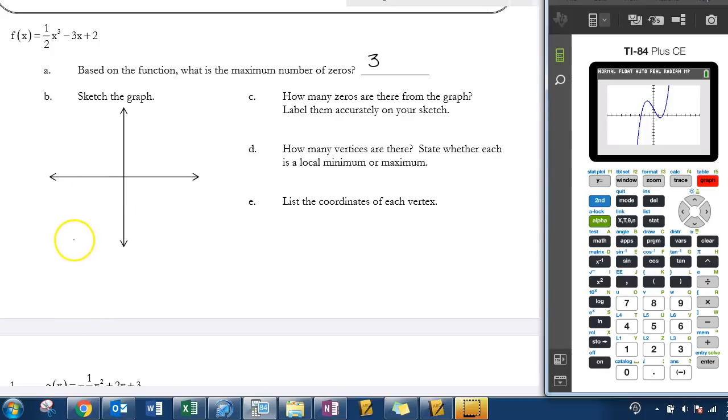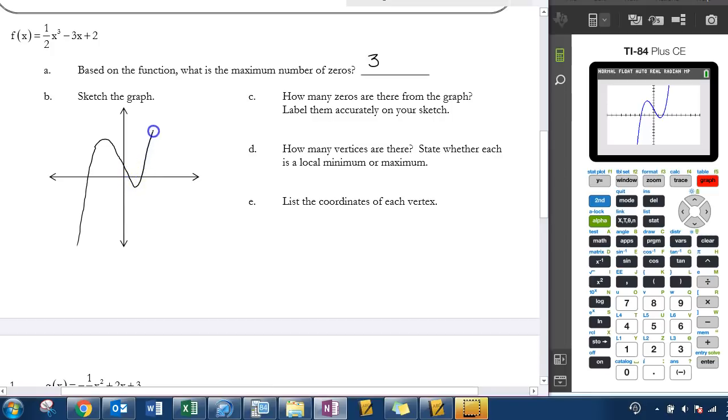So as I look at that, I see that its end behavior starts at negative infinity on the left, and it moves up into quadrant 2. It has a maximum, comes down through quadrant 1 into quadrant 4 for a quick minimum, and then back up to another end behavior at positive infinity.